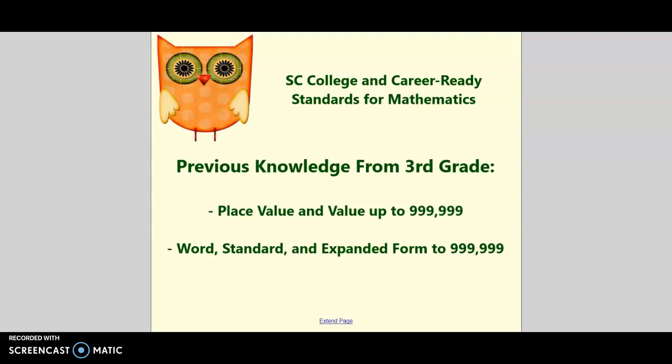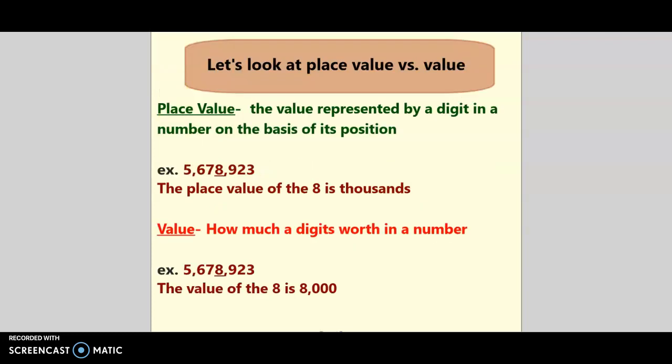The previous knowledge that they have: in 3rd grade, you should have learned the place value and value up to and including 999,999, and also to write the word, standard, and expanded form of the number 999,999. So in 4th grade, we're just expanding a little bit further into the bigger numbers. We do need to know what place value is.